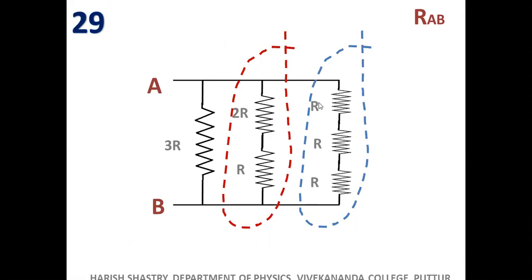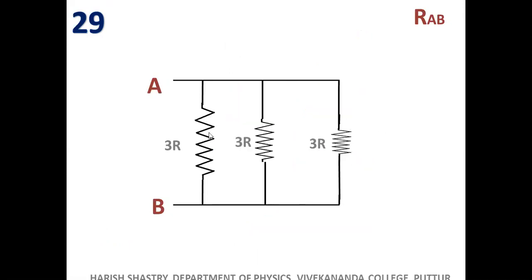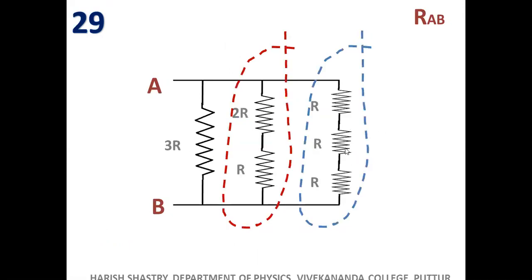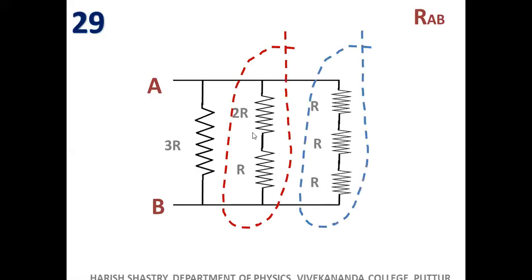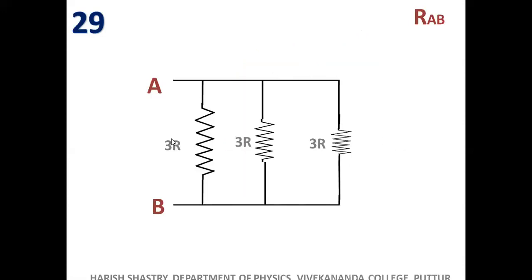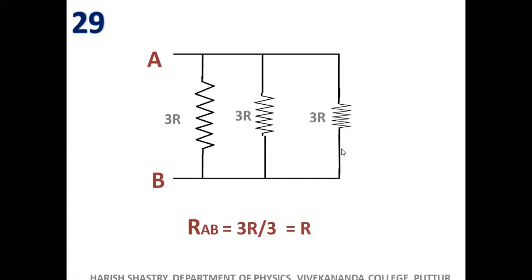So 3R, 3R, 3R. 3 R's in parallel, right? So can I replace this? 3R, 3R, 3R. Sorry, here it should be 1R, this one. It is in the problem, it is 1R. Okay, here it is correct. 2R, 3R, 3R, R plus R plus R. It should be 3R here. And 3R, 3R, 3R. So it is 3R by 3, that is R.